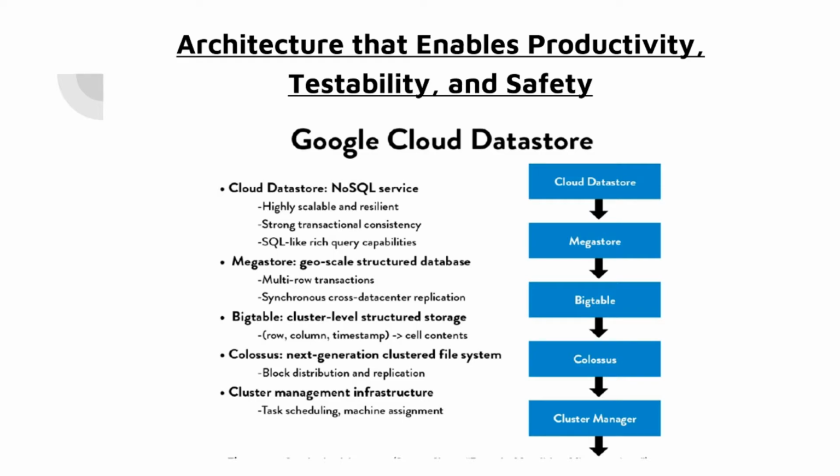Okay, the Google Cloud Datastore is one of the largest NoSQL services in the world. You can see by these layers, it is created by layers, and this is a good example of a decoupled architecture. You can see that there's a Cloud Datastore, a Megastore, a Bigtable, a Colossus, and a cluster management infrastructure. This type of architecture has served Google extremely well for a service like Gmail. There are 5 or 6 other layers or services underneath it.